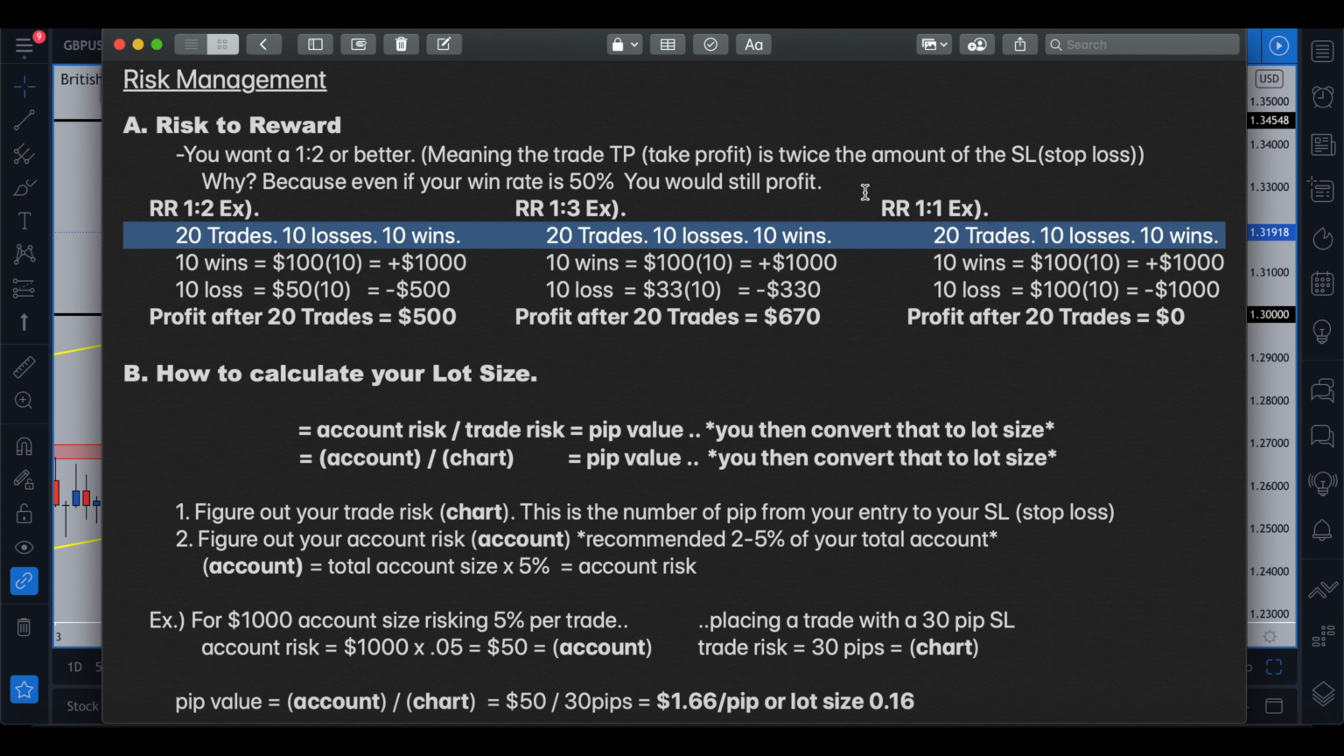In the 1 to 1 example, this is why I told you 1 to 2 or better. You want to trade 1 to 2 or better. Why? Because if you're trading 1 to 1 and you only win half, your record is 50-50, right?